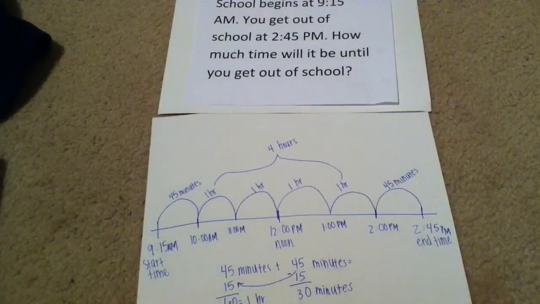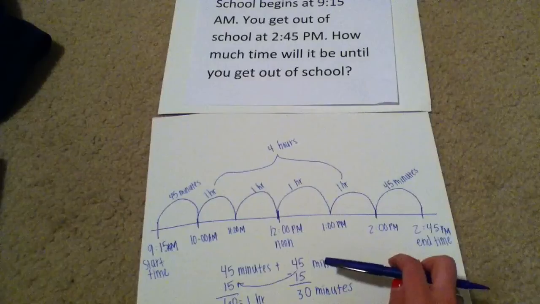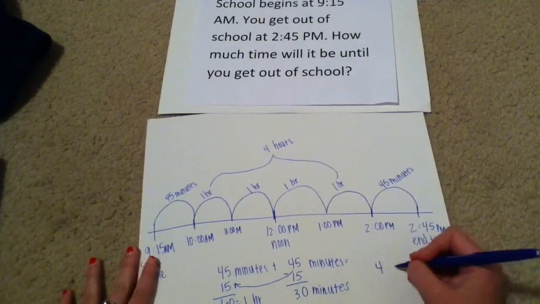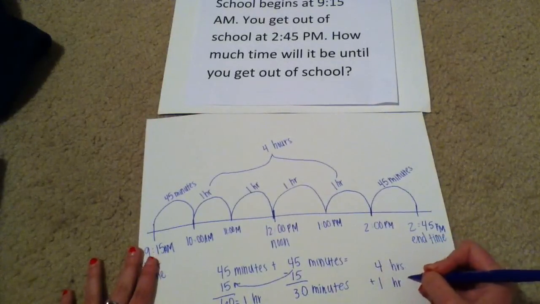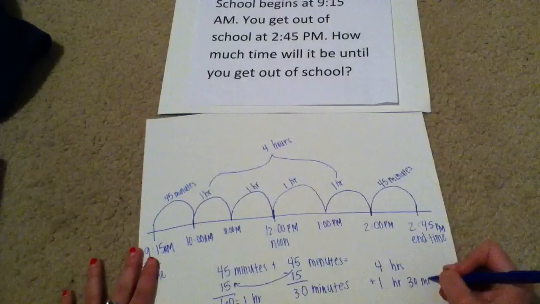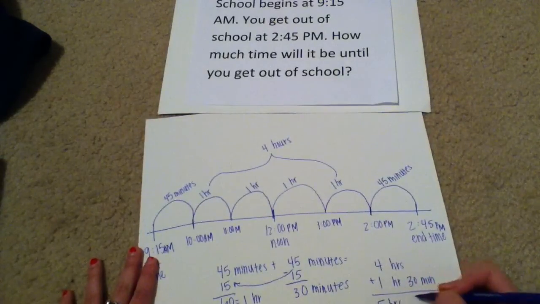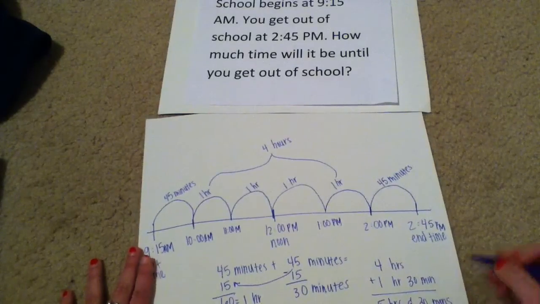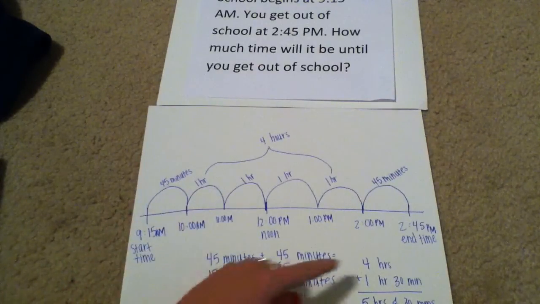So now that we figured out that 45 minutes plus 45 minutes equals an hour and 30 minutes, we'll add that to our 4 hours. So 4 hours plus 1 hour and 30 minutes equals 5 hours and 30 minutes. So we used the timeline to solve an elapsed time problem by skip counting until we reached our end time.